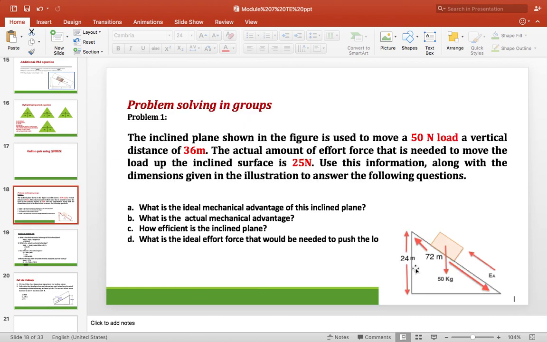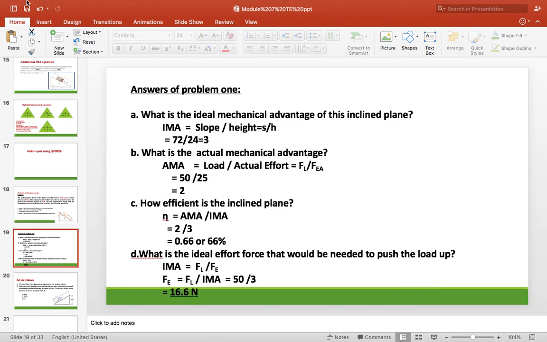Now you know the slope. The slope is also given, 72. The height is given, 24. So what is IMA? Slope over height. What is the actual mechanical advantage? AMA is load over actual effort force. You know the load, you know the actual effort force. What is the efficiency? AMA over IMA. You know the AMA, you know the IMA.